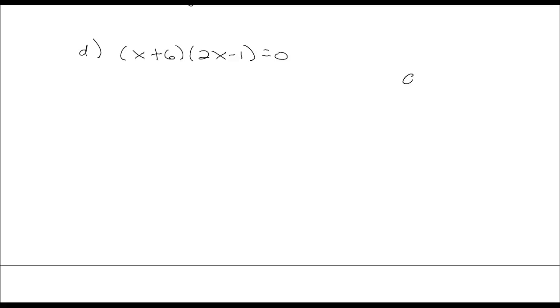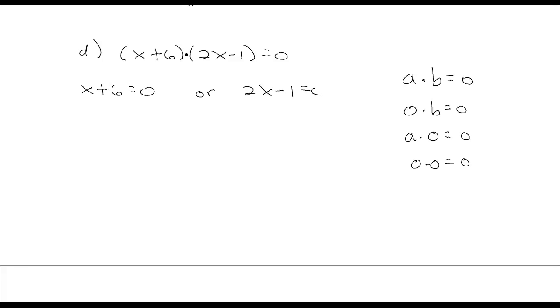For D, alright, we've got x plus 6 times 2x minus 1 equals 0. Alright, so we need a property here. Well, if you take any 2 numbers, say a times b, and if you get 0, then either a is 0, because 0 times b is going to be 0, or b is 0, or perhaps both a and b are 0. Okay, so the point is, you want to take each of these quantities, which are being multiplied together, and say x plus 6 is 0, or 2x minus 1 is 0.